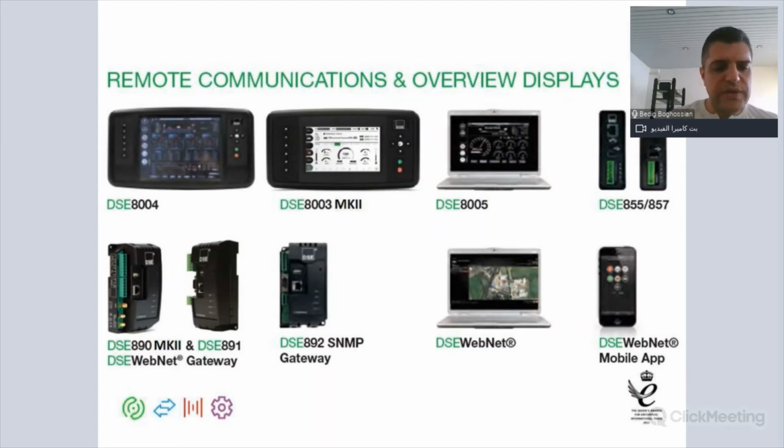I did not mention the SNMP. We also have a special gateway for the SNMP communication that's called the 892. We earlier saw that the 74 MKIII and the 86 MKIII support the SNMP communication internally, but some of the devices do not support the SNMP. In that case, you need to use the 892.